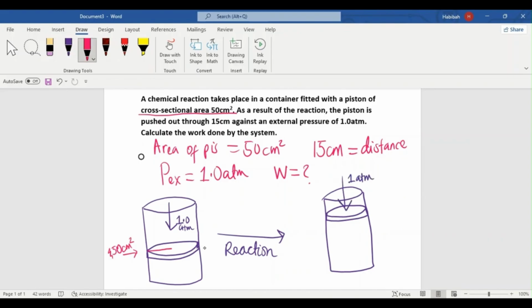Now let us calculate whatever is going on here. You've had this here, and if you trace this, you have this. So this situation here is what is showing you that the piston is pushed through 15 centimeter. So what this is saying, the distance traveled by the piston as work is being done by the system is just 15 centimeter. So now we're asked to solve for the work done by the system. We've been given the area, we've been given the distance traveled during the expansion process. We've also been given the value of external pressure, which is 1 atm.